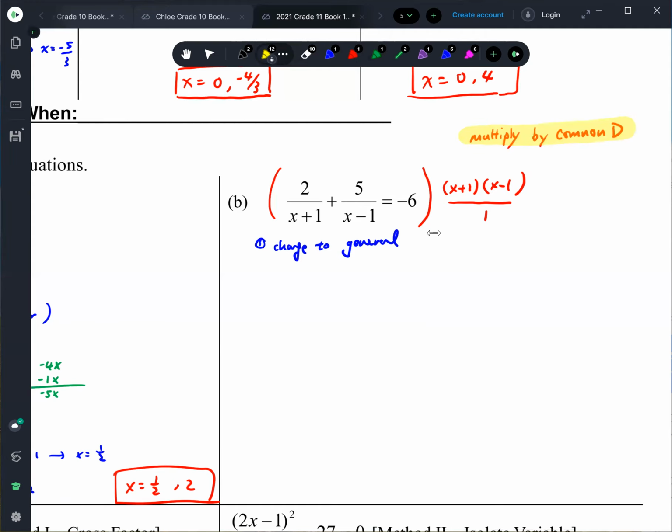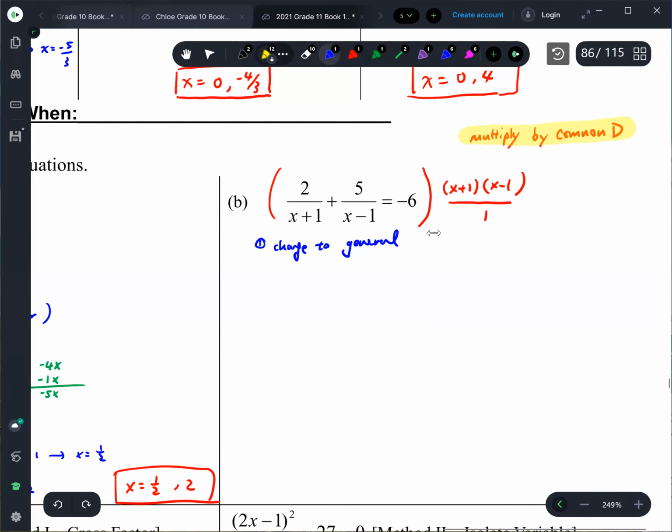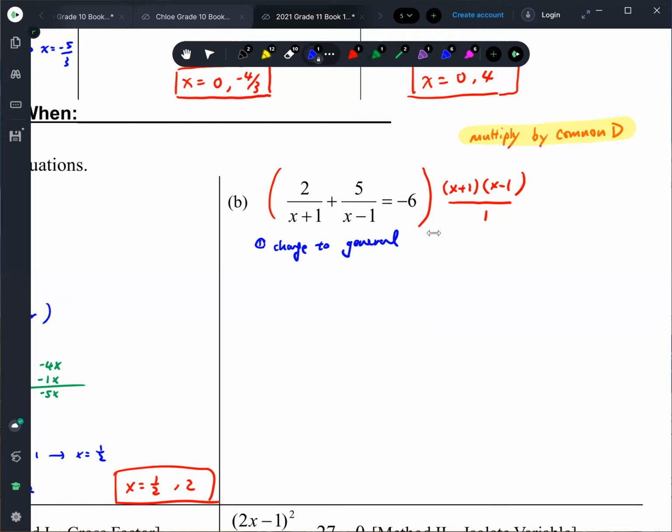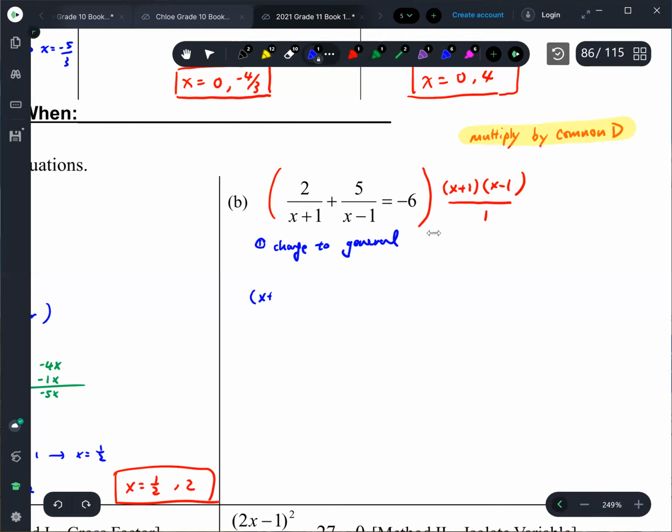So we can get rid of the fraction. All right, so how do we do that exactly? Right. So on the left side, you have x plus 1, x minus 1. You will multiply with the left-hand side, okay? I'm gonna do it very slowly.